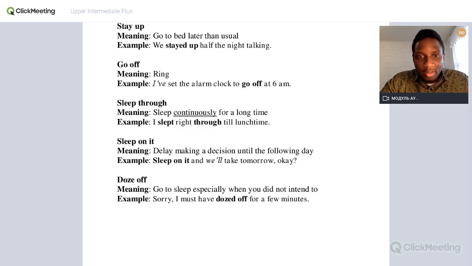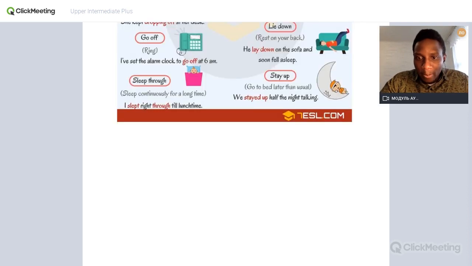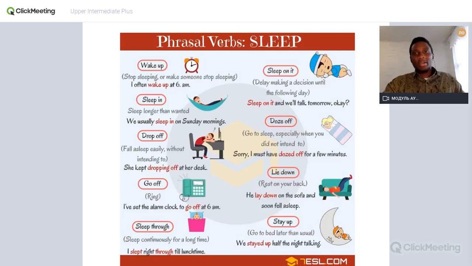This is where you have, just a second. Okay, I want you to take a look at this picture. You have phrasal verbs here. And this is talking about sleep. So you can see, just a second. As you can see an alarm clock.